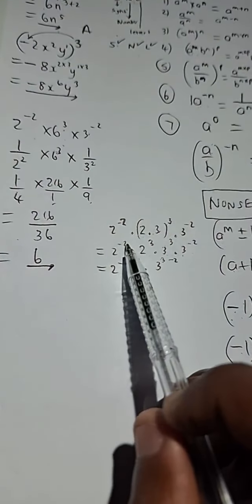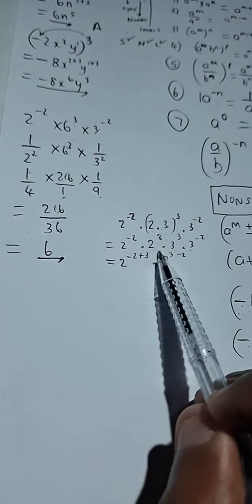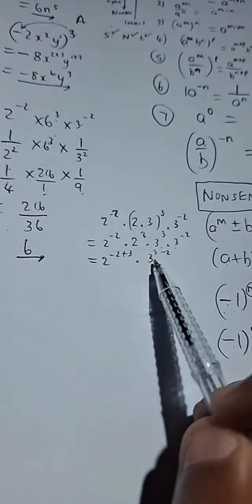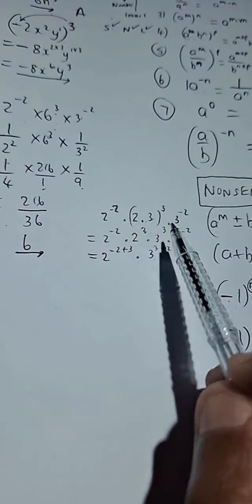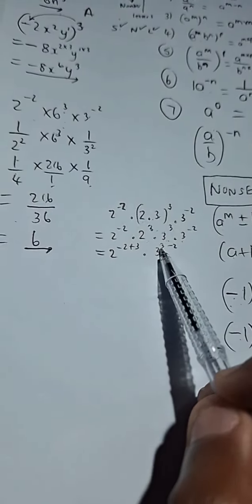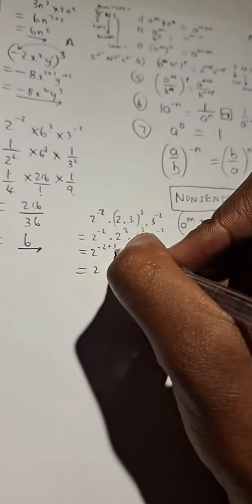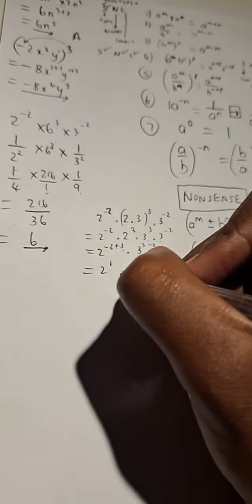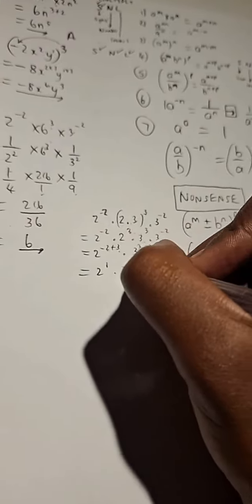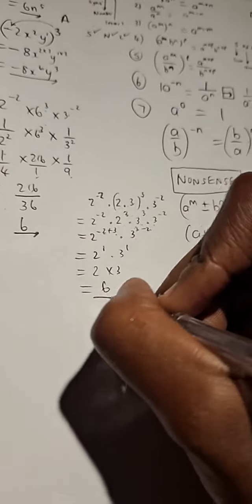Okay, so this would be negative 2 plus 3 for base 2. Then for base 3, this would be 3 to the power 3 plus minus 2. A positive times a negative is the same thing as saying 3 minus 2. Then you get 2 to the power of negative 2 plus 3, that's 1. What's 3 minus 2? That's 1. So in other words, you have 2 times 3, which is actually equal to 6.